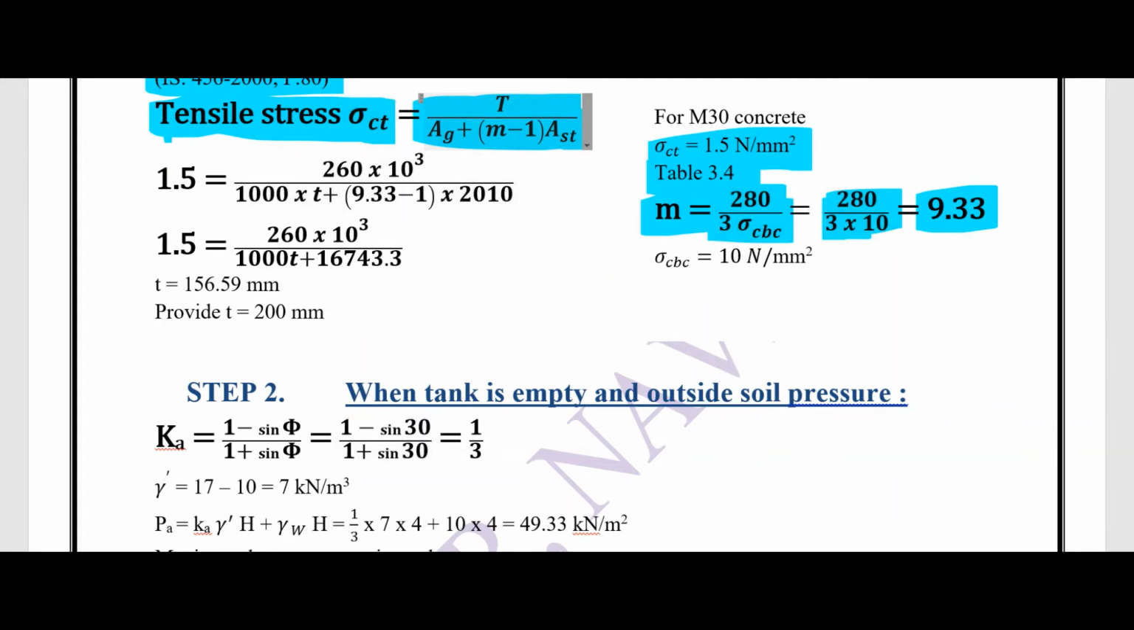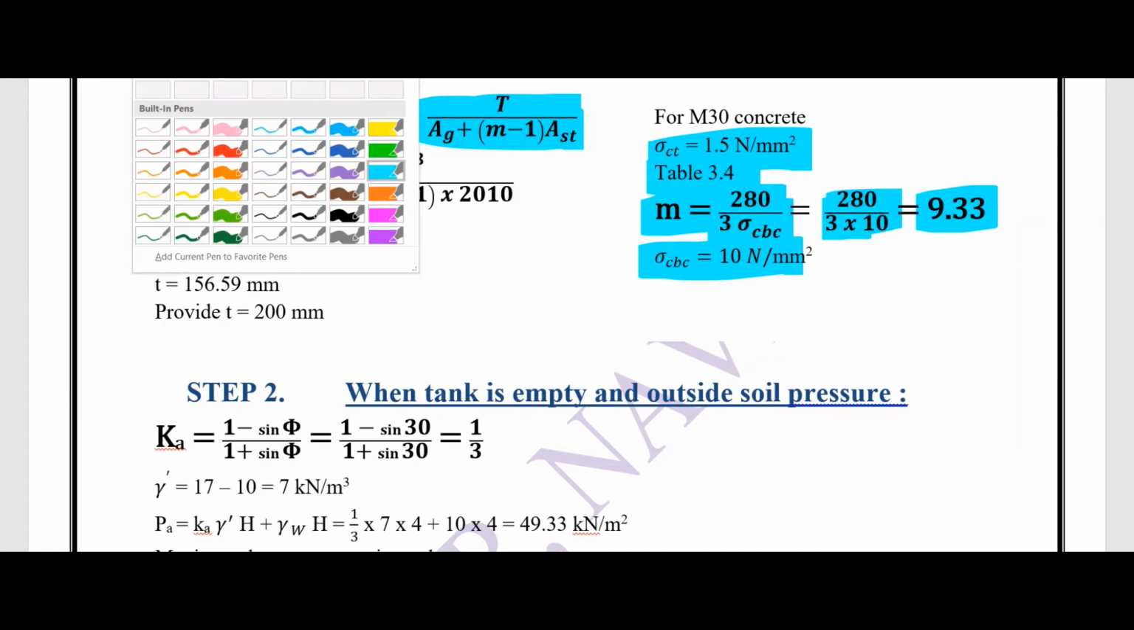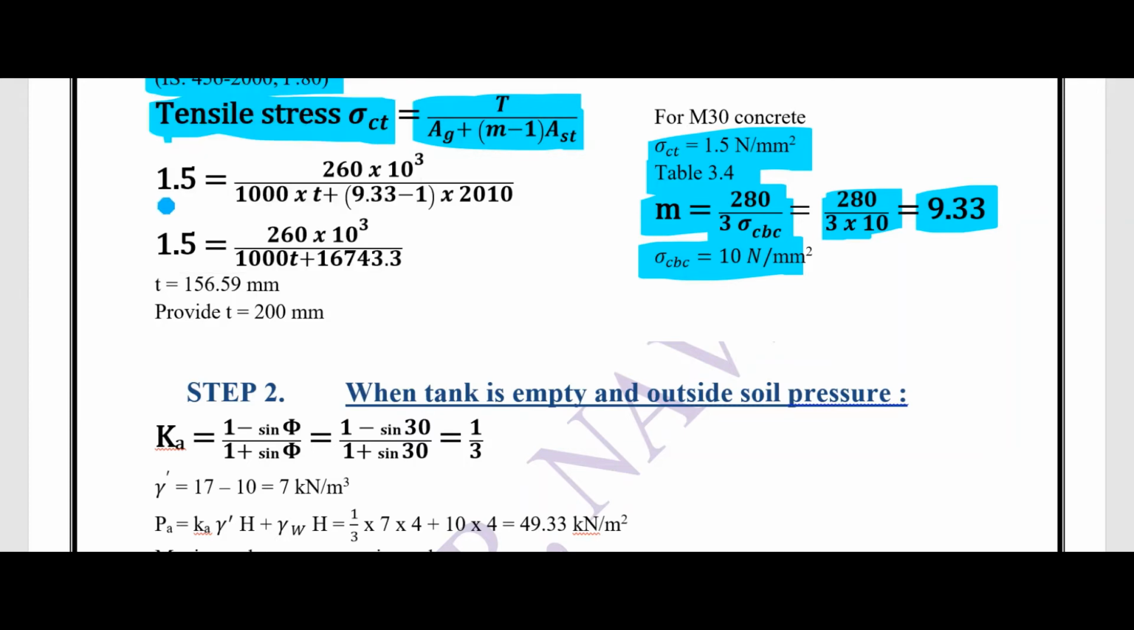Okay students, so you can see here we can calculate m, then sigma CBC, and then we can calculate this. Wait a minute, let me change the pen color. We calculated T, Ag and AST. What are Ag and AST? First of all, we have to calculate Ag.